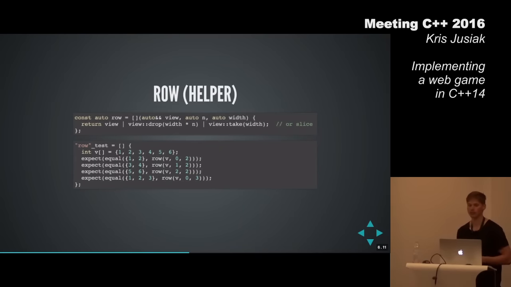Therefore, we have to know the width of the view. We could potentially use slice as well, but we'd have to do a bit more computation there. As you see in the example test, if you have a view of six elements and we take two, we'll just get the second two. Make sense?